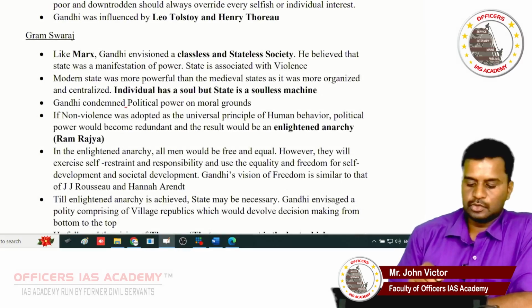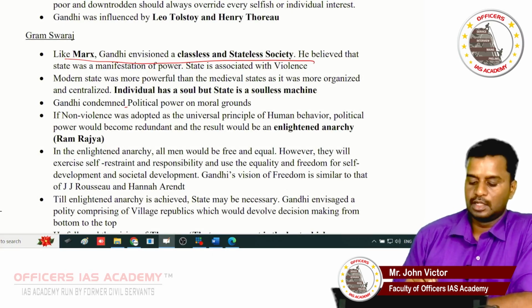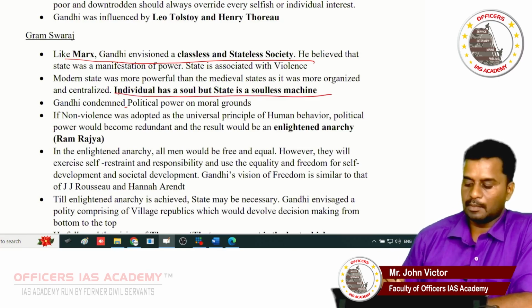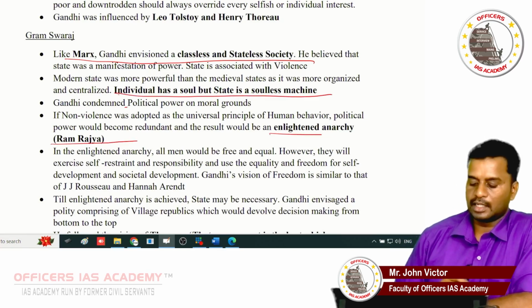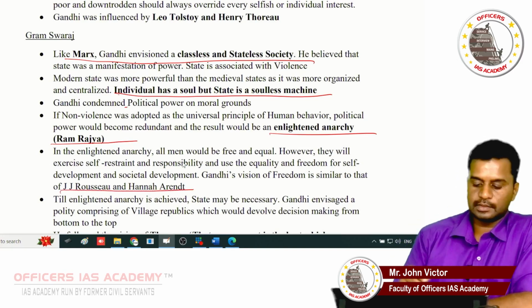Compare Marx with Gandhi to enrich your answer. Both argued for a classless and stateless society. Both are against the concept of state. Gandhi batted for Ram Rajya or enlightened anarchy. His view was similar to that of J.J. Rousseau and Hannah Arendt.